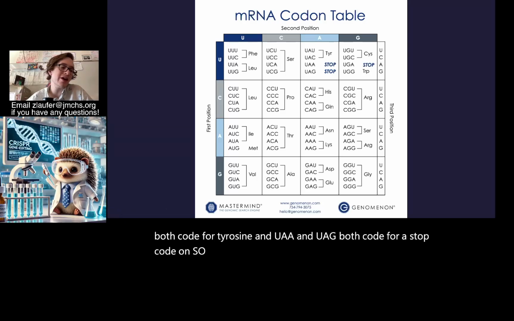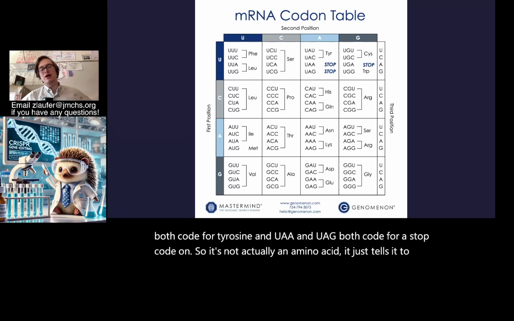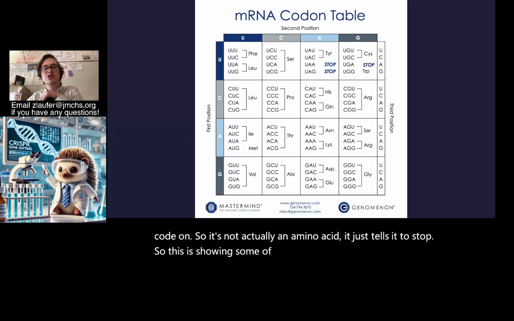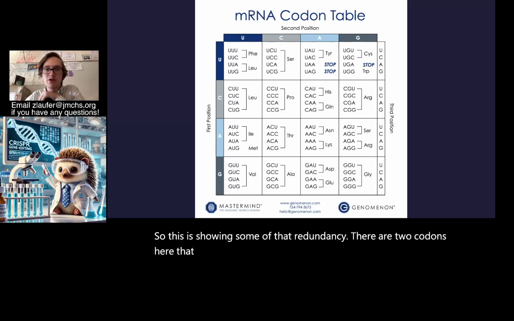So it's not actually an amino acid, it just tells it to stop. So this is showing some of that redundancy. There are 2 codons here that code for tyrosine. If we look just one box to the left, all 4 of those code for the same amino acid.